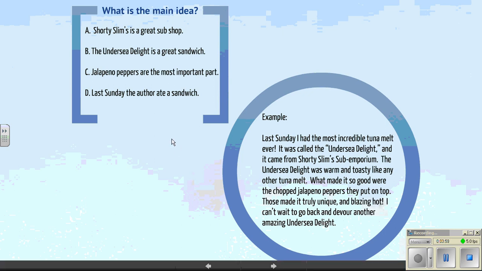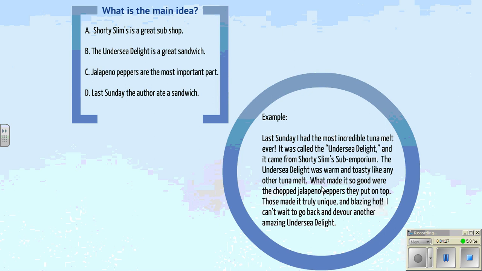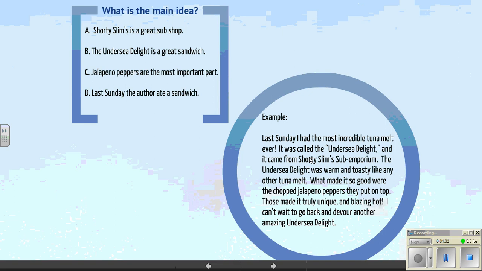The label I would give this paragraph or this box would be the Undersea Delight is a great sandwich. And that's because all of these details talk about what a great sandwich it is. I didn't choose A because there aren't any details other than that the Undersea Delight is great that say that Shorty Slims is a good sub shop. I mean, they make one great sandwich. What if all their other sandwiches stink? Or what if it's really dirty? Or what if it smells? I don't know. But there aren't a lot of details that support that it's a great sub shop.